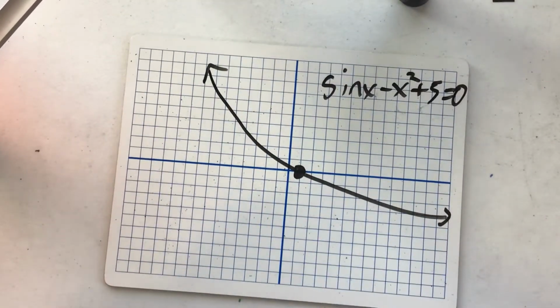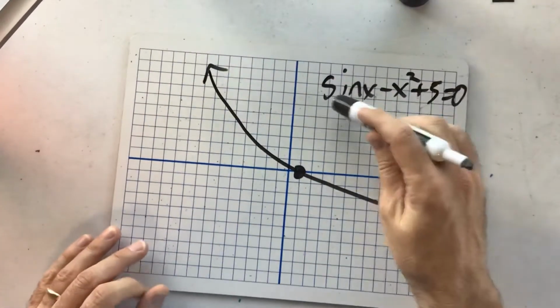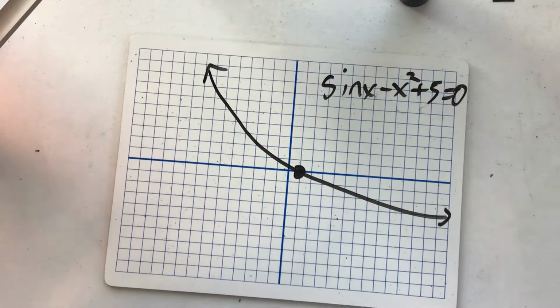Okay, but suppose you got something like this. It's really hard to solve. There's sines that you have to solve and x's at the same time. There's no real algebra that does this. It probably doesn't look like this graph, by the way. How do you go about solving this?